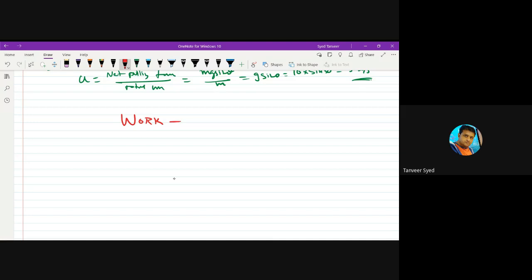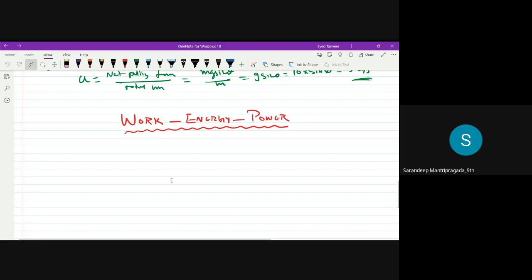Next chapter is work, energy, and power. This order is as per your NCERT class 11. It will be a little bit different from the class 9 one. Yes, it is different from your class 9. We are discussing the concepts of these chapters at class 11 level.